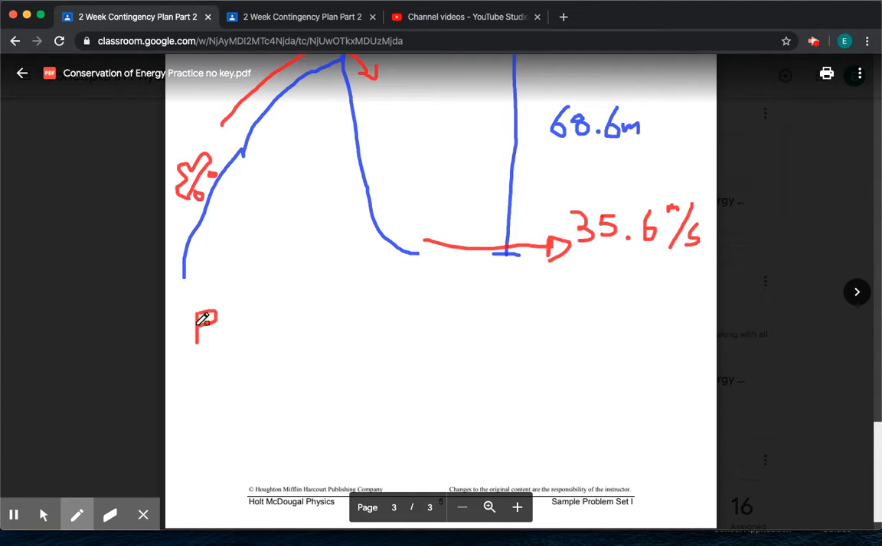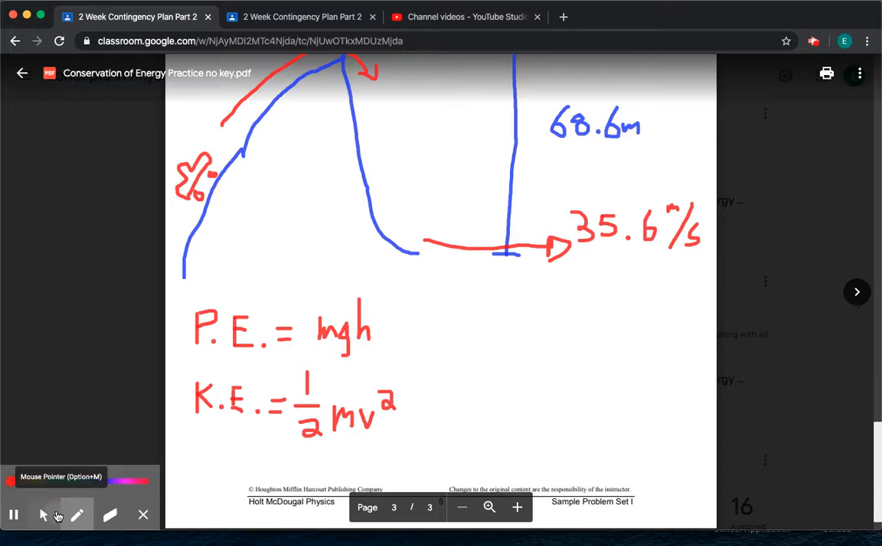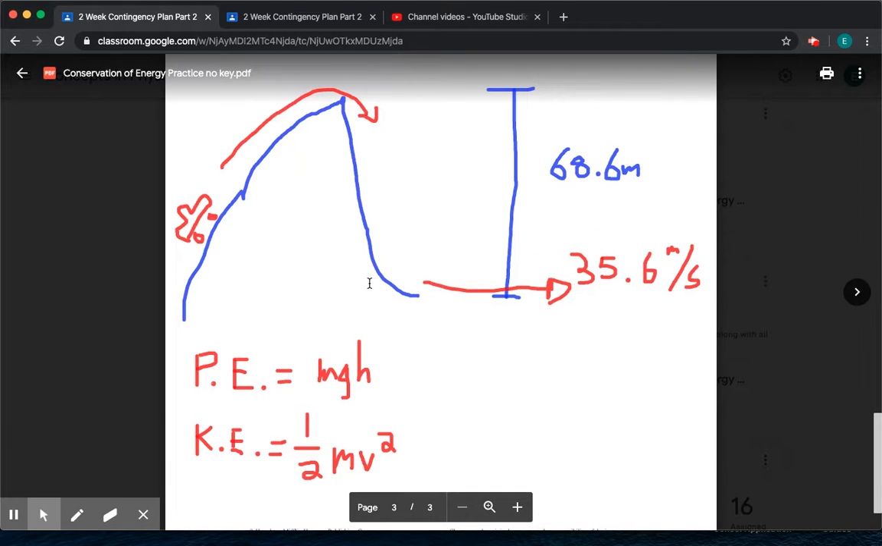PE is equal to mgh, right? And KE, yeah, I wouldn't expect you guys to do this. This is actually more difficult than I intended. So KE is equal to 1/2 mv squared, okay? We know this.